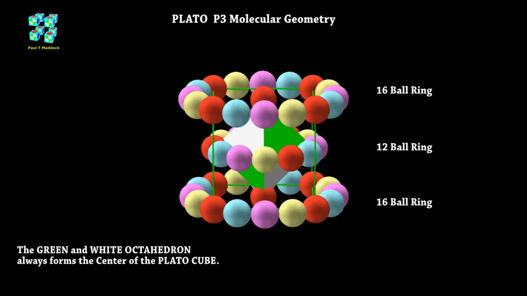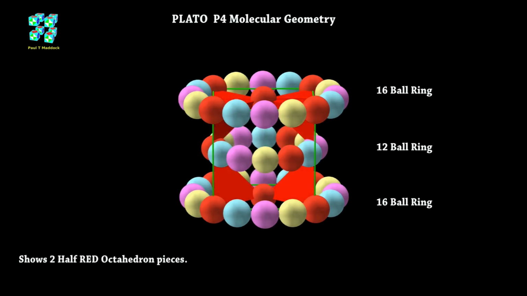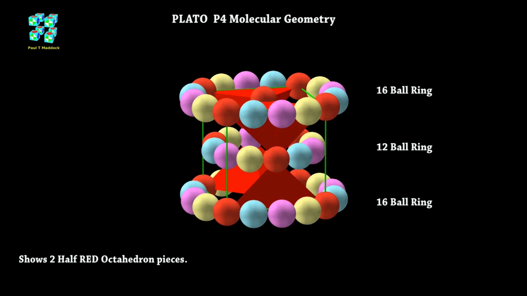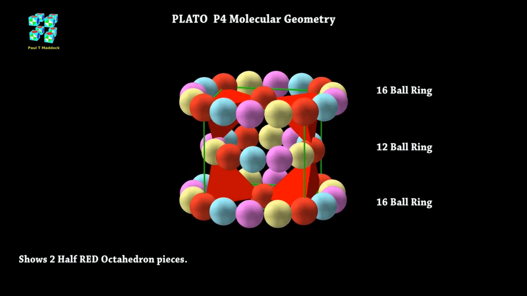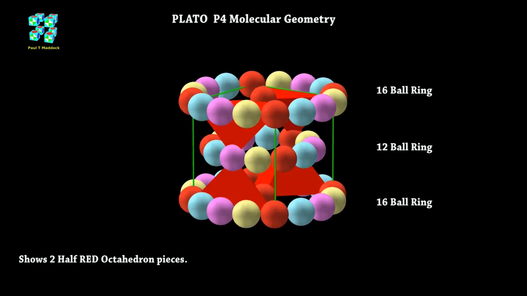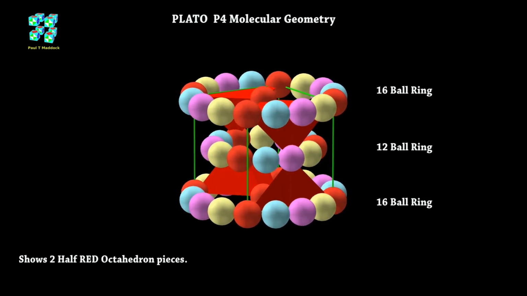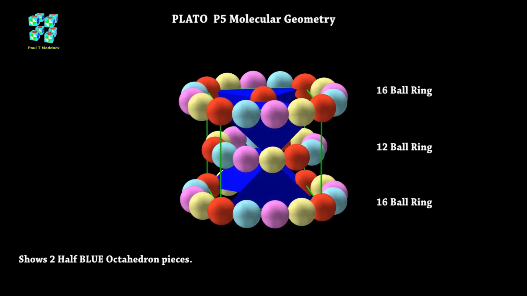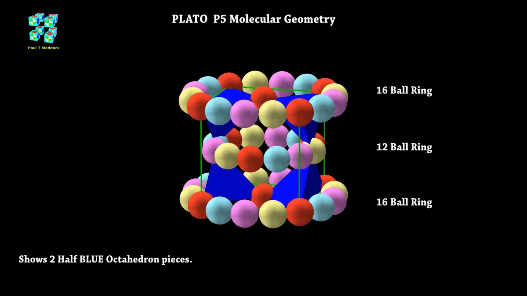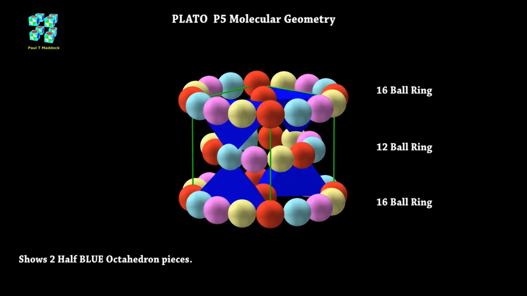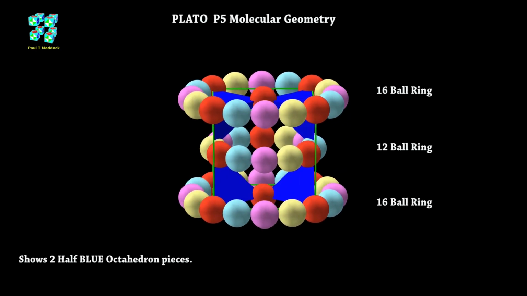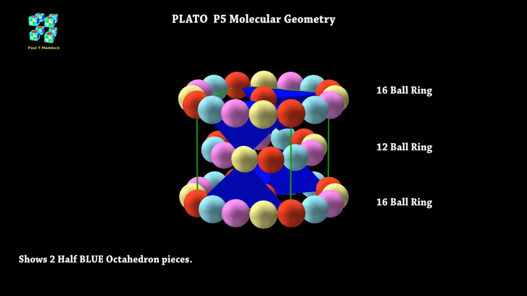Okay, we're back to the red, cyan and blue octa pieces. These half octa pieces were in the Plato Cube and the Bucky Cube. They're orientated a little bit differently in the Bucky Cube. So this one I'm calling P4. Now the next one will be P5, and this one will be the blue. The next one coming up will be P6, so that's going to be the cyan one.